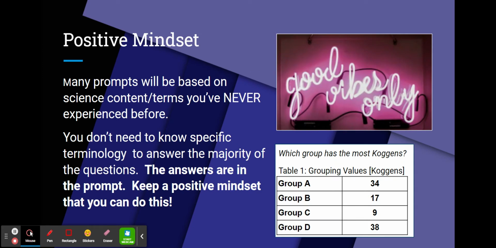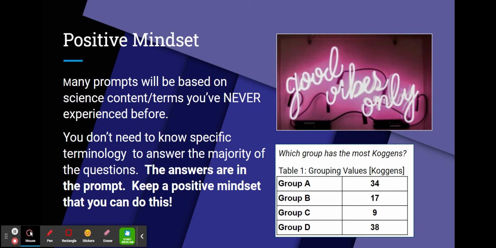So it's important to keep a positive mindset. You will see terms you don't know. And doing review myself, there are terms that I know I've seen, but it's been a while, so I don't remember them. But I can still answer the questions by looking at the data, by looking at the graphs, and reading the questions carefully. So, some prompts will be based on science content and terms you've never seen or experienced before. That is okay. So, keep a positive mindset that you can do this.